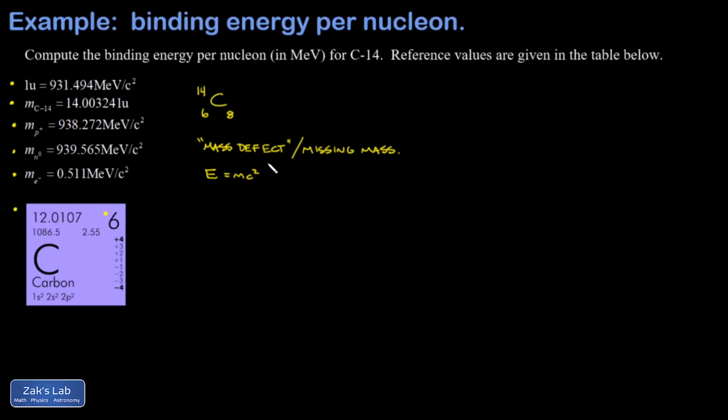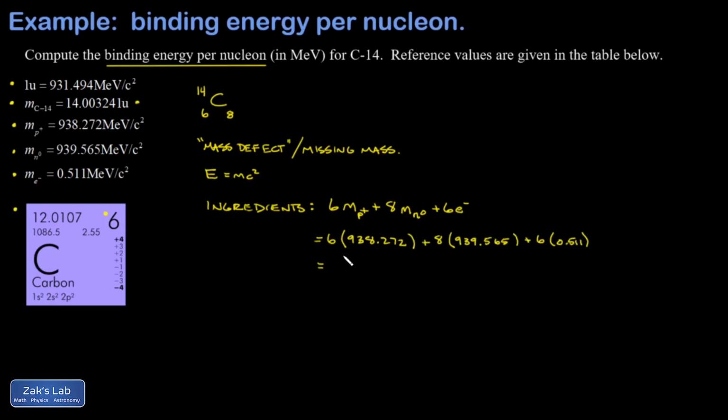So the plan here is to compute the total mass defect when I compare the ingredients to the entire C-14 atom. And then we're going to find the energy equivalent of that missing mass. And then we're going to divide by the number of nucleons in the atom, and we'll have the binding energy per nucleon. So first, the ingredients. I have 6 protons, I have 8 neutrons, and I have 6 electrons. And again, even though we're doing nuclear physics, we have to include those electrons because what we're comparing to is the mass of an entire C-14 atom, including the electrons.